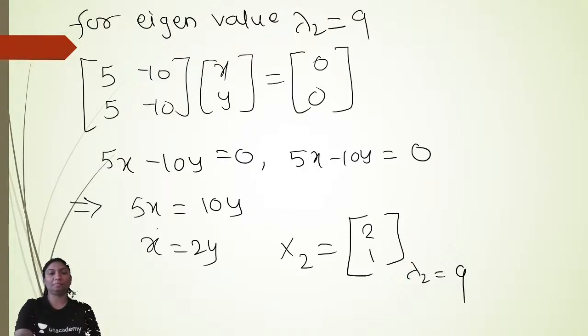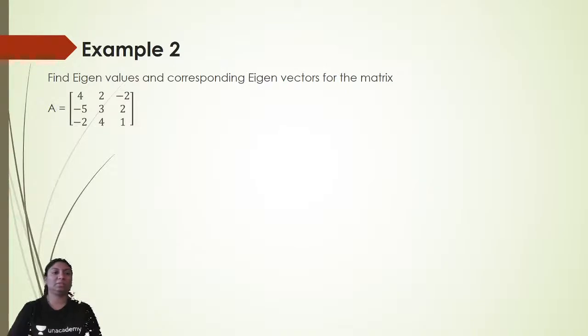Now next example, example 2. Find the eigenvalues and corresponding eigenvectors for the given matrix. Now it's a 3 by 3 matrix. As I told you, for the 3 by 3 matrix, first we will calculate the determinant of A, and the characteristic equation is given by the formula lambda cube minus s1 lambda square plus s2 lambda minus determinant of A. So we will calculate determinant of A first.